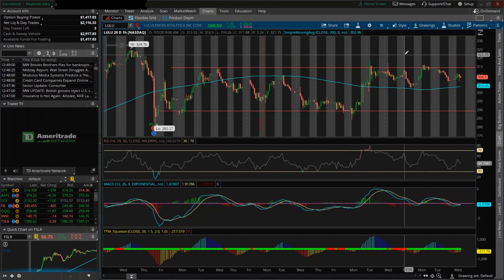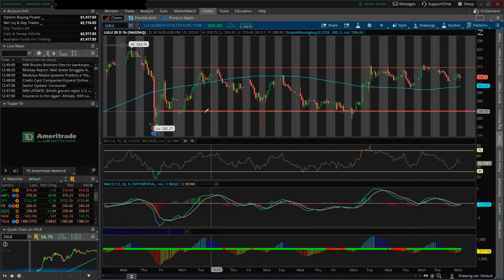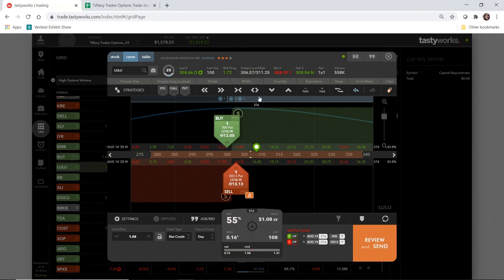And maybe you want to do a call debit spread instead of a call credit spread because you are more likely to gain from a call debit spread if Lululemon continues in its bull direction. But I'm going to do a put credit spread because I like those. I'd rather collect money than pay for it.